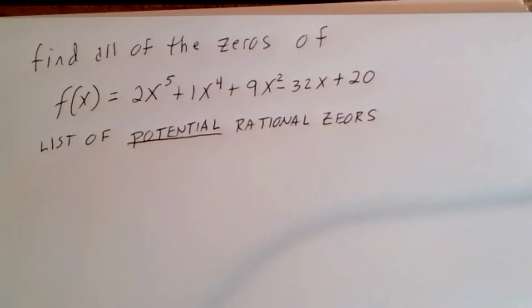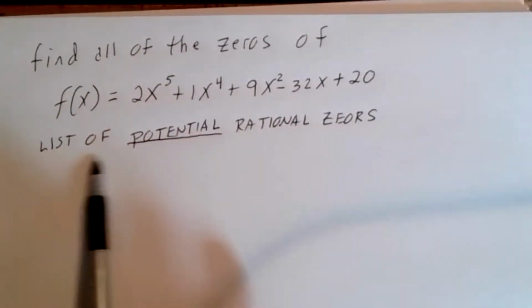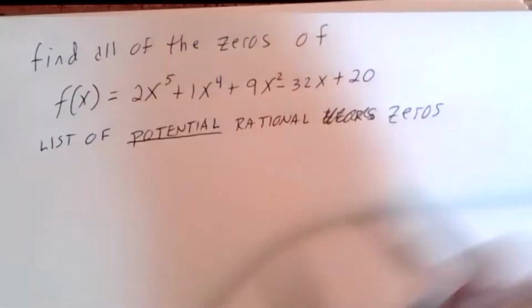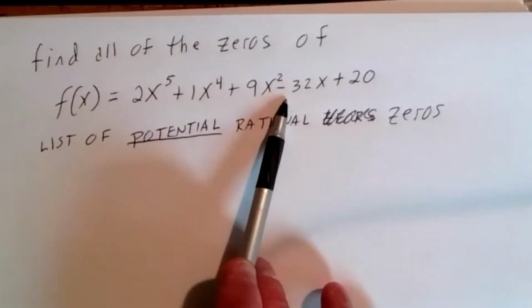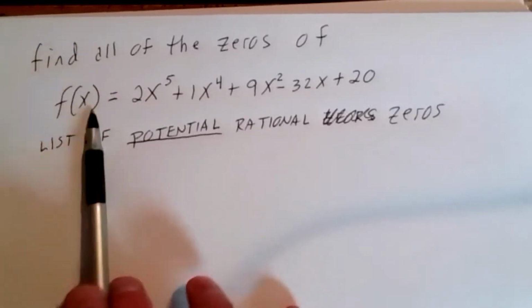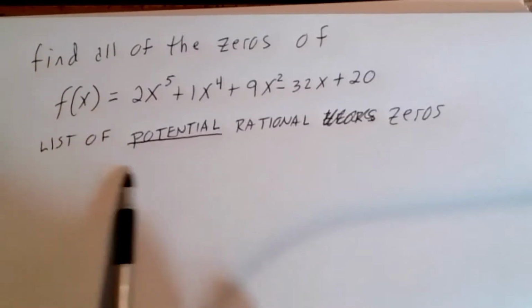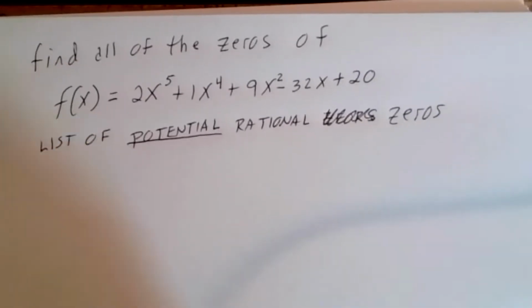It's not confirmed, but it's a possibility. So the list that I'm about to compose here of these rational zeros, it's a list of potential rational zeros, meaning, ladies and gentlemen, that not all the rational zeros I list here are necessarily going to be rational zeros of this function. The rational zero theorem guarantees that if this polynomial function has a rational zero, it may not, but if it does, it must come from the list that I'm about to build here. Okay, that's what the rational zero theorem is saying.